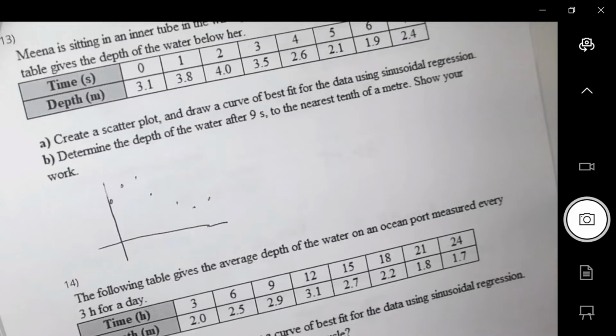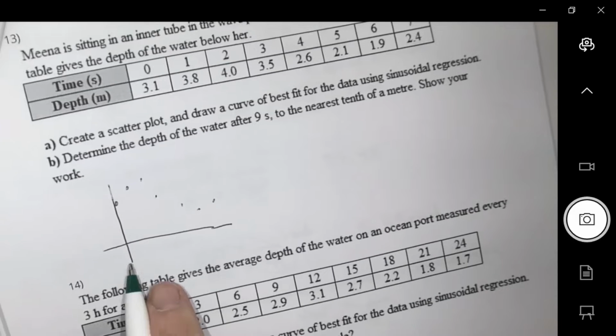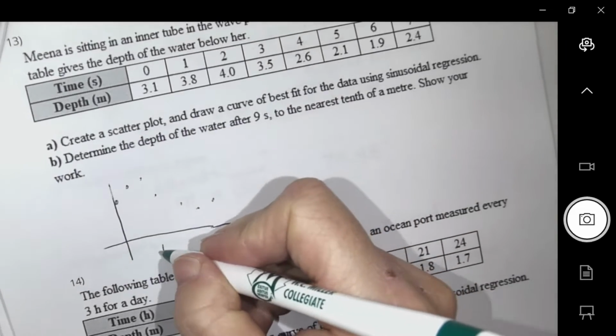So that's what I'm seeing. So when I say draw a scatter plot, I'm expecting that. And I'm also expecting some words on this thing. So what kind of words should I put on the x-axis? Time and depth.